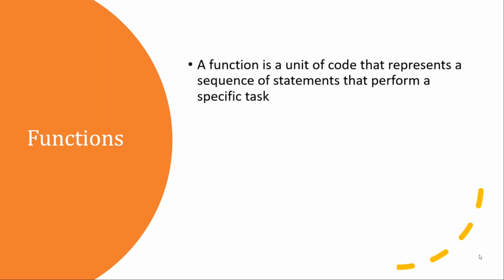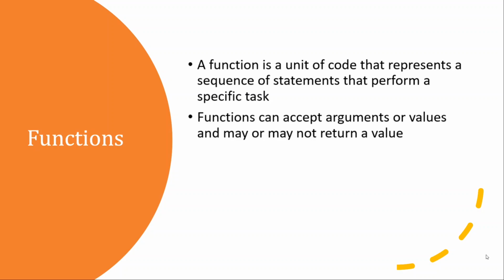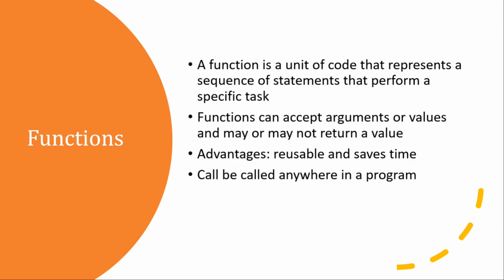A function is a unit of code that represents a sequence of statements that perform a specific task. Functions can accept arguments or values and may or may not return a value. Advantages of functions are that they are reusable and can save you quite a lot of time. Functions can also be called anywhere in a program, depending on its scope.